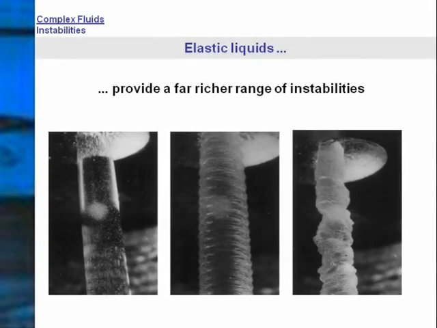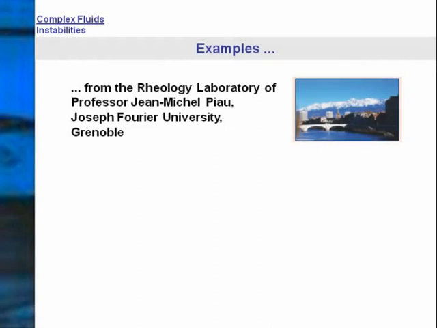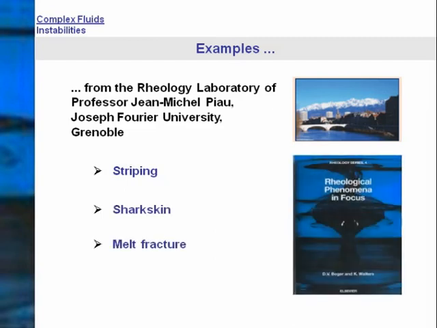Having said that, there is no doubt that elastic liquids provide a far richer range of instabilities, many of which are not found in the Newtonian case. Indeed, some of these instabilities are viscoelasticity dominated and can occur even when the Reynolds number is vanishingly small. Extrusion of an elastic liquid from a capillary can generate a fascinating collection of instabilities, ranging from striping to shark skin to melt fracture, and various combinations of these.